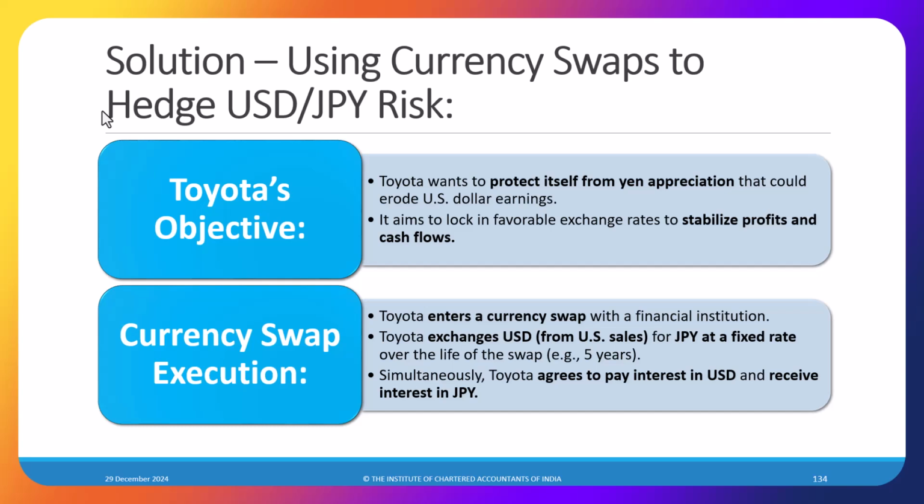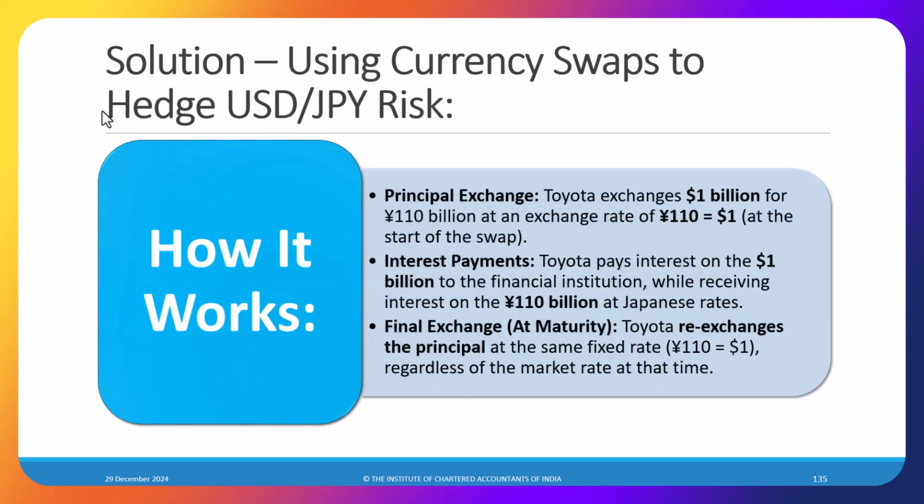Okay, let me just complete the example, and then if you have not followed, you can ask me how it works. Principal exchange. Toyota exchanges $1 billion for 110 billion yen at an exchange rate of 110 yen equal to $1 at the start of the swap. So they have entered into the swap at the beginning for 5 years. For the next 5 years, what they have done is that they have got $1 billion immediately, at 110 yen per dollar.